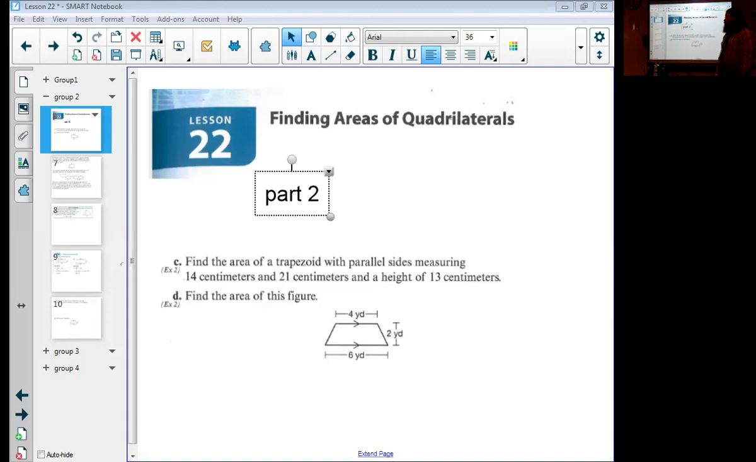The two questions from this part say, find the area of a trapezoid with parallel lines measuring 14 centimeters and 21 centimeters and a height of 13 centimeters. D says, find the area of this figure. So this is a trapezoid. Here it's asking us to find the area of a trapezoid, but we probably don't know how to actually find that. So we're going to need to learn what formula we need to use.